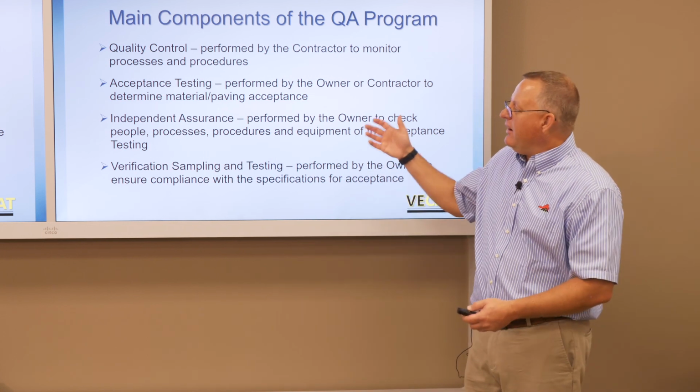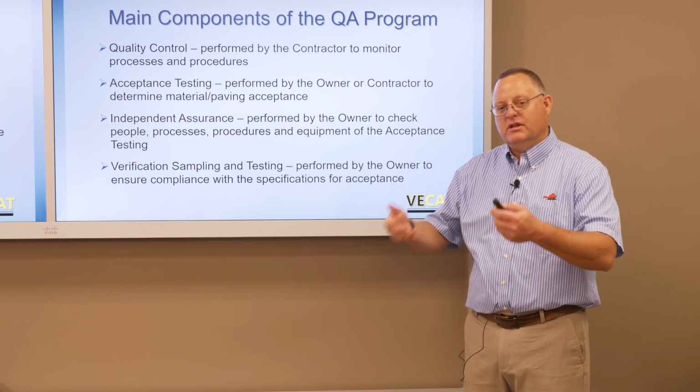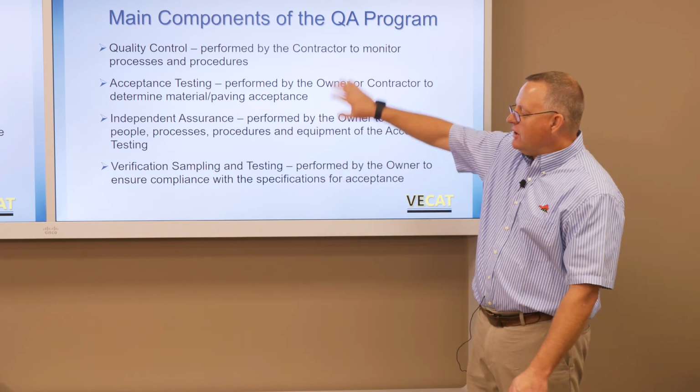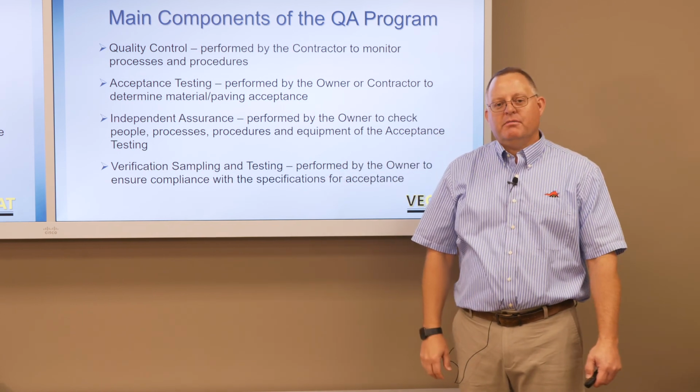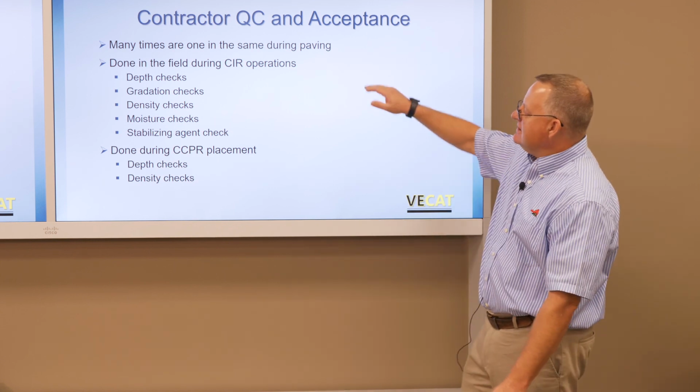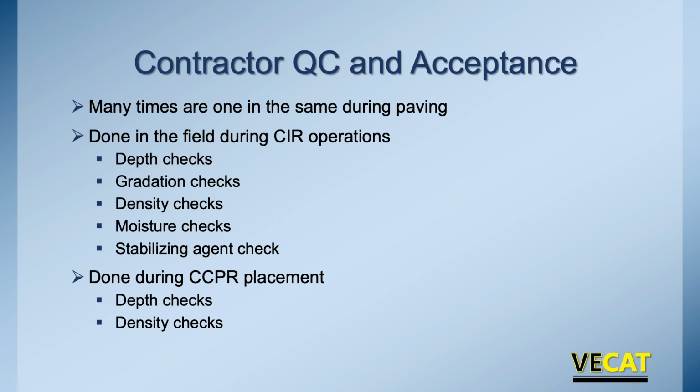At this point, we don't have a very formal process as we're new into the whole cold recycling. So over time, this overall process will become more defined. What is the contractor doing as part of their QC and acceptance? Many times it's one and the same during their process. Cold in place, they're doing depth checks, gradation checks, density checks, moisture checks, stabilization checks. All these things are being done continuously. Some of it's required for acceptance and payment. The others are just to make sure the process is going well.